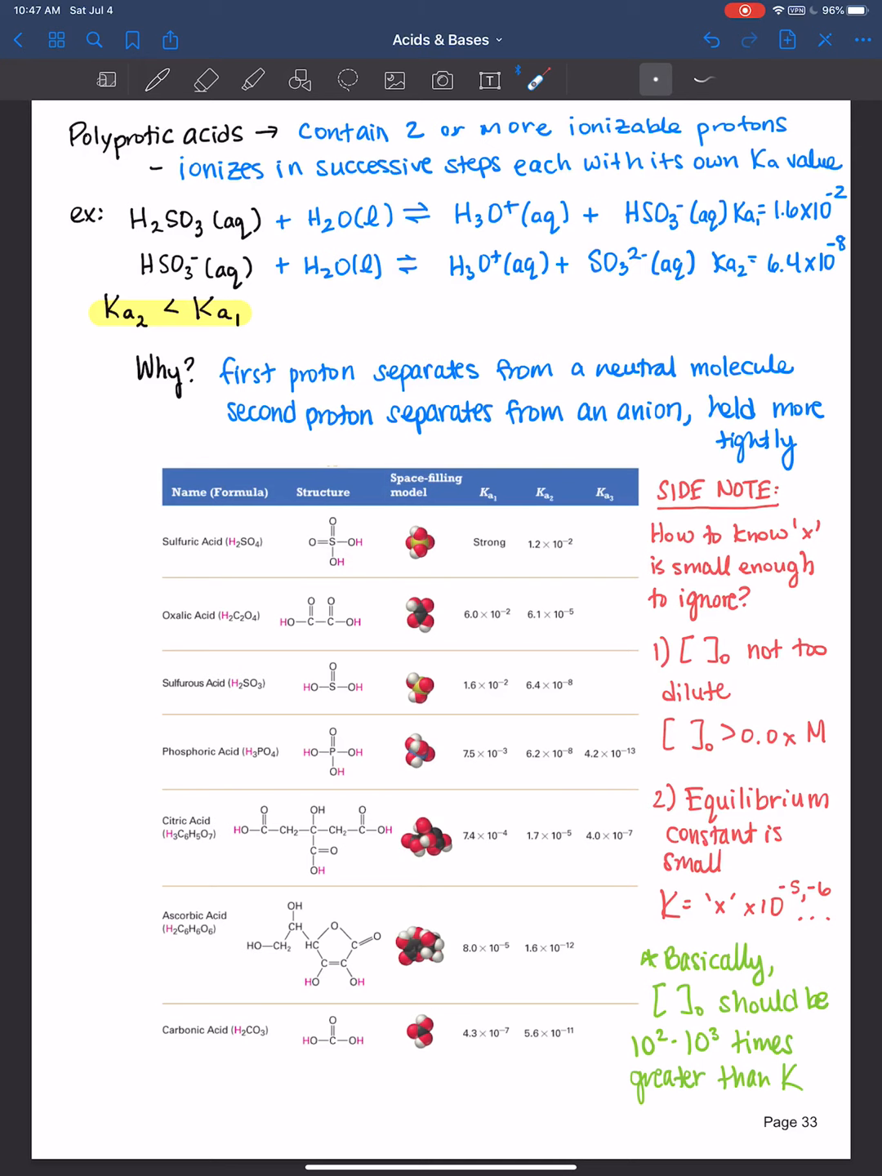So there you go. But let's continue our conversation on polyprotic acids. Here are some common examples of polyprotic acids you come across in your daily lives, like citric acid and ascorbic acid, and you can see their successive ionization equilibrium constants. They obviously get smaller. It's harder to lose the second and even the third proton even more.